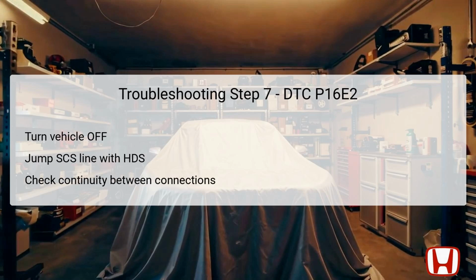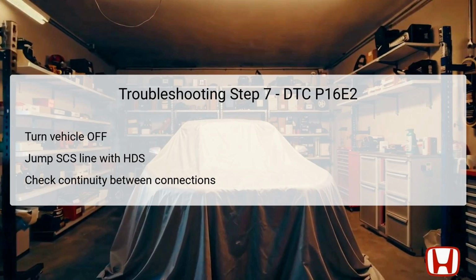The final troubleshooting step reiterates the importance of continuity checks. Start by ensuring the vehicle is turned to the off or lock position. As done in previous steps, jump the SCS line with the HDS for reliable testing outcomes. Disconnect both the Alternator 1P connector and the PCM connector B51P to ensure that the circuit can be accurately tested.